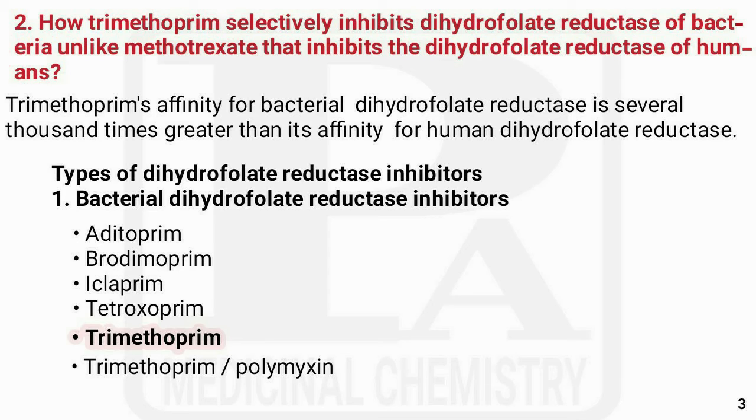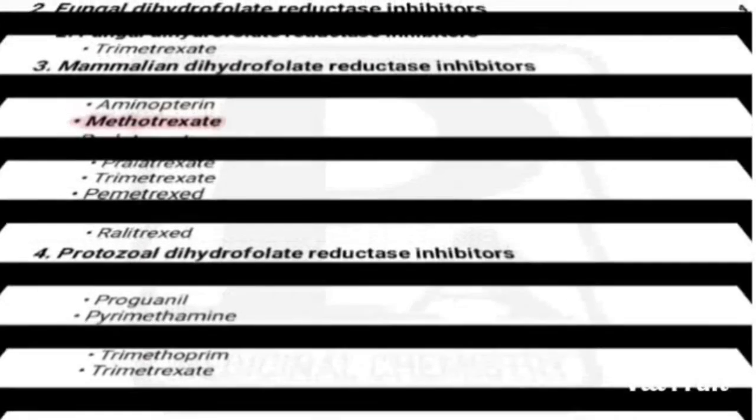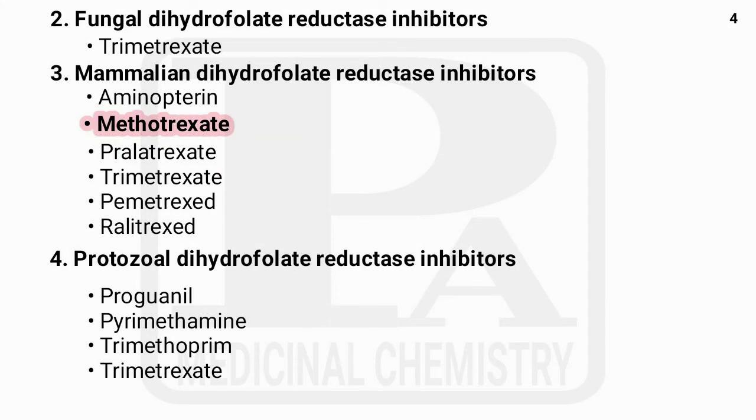For clear understanding, we can see the types of dihydrofolate reductase inhibitors based on affinity and activity. They are classified into 4 types. The first one is bacterial dihydrofolate reductase inhibitors. The examples are aditoprim, brodimoprim, iclaprim, tetroxoprim, trimethoprim and the trimethoprim polymyxin combination. The second type is fungal dihydrofolate reductase inhibitors. An example is trimetrexate. And the third one is mammalian dihydrofolate reductase inhibitors.